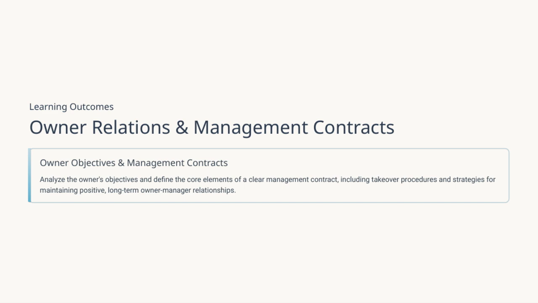Throughout this process, it's important to keep communication transparent and aligned with the owner's goals, helping to foster trust and collaboration. These aspects are essential parts of creating effective management contracts that support both immediate and future objectives.